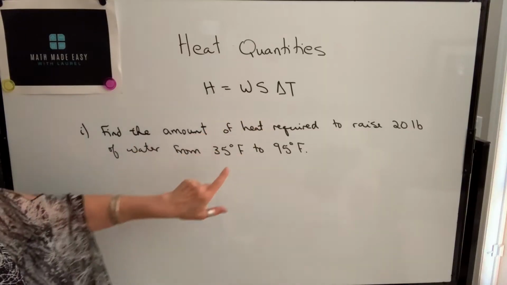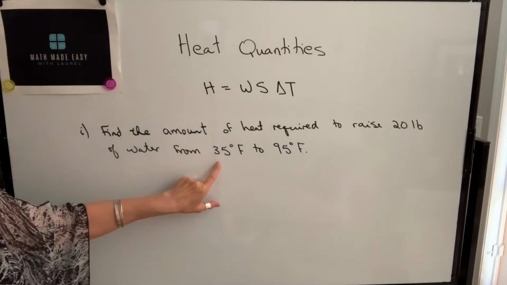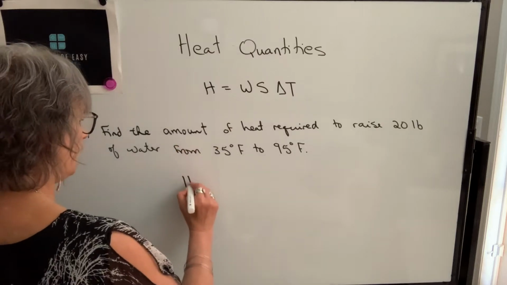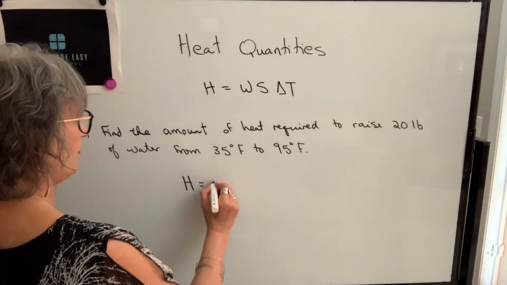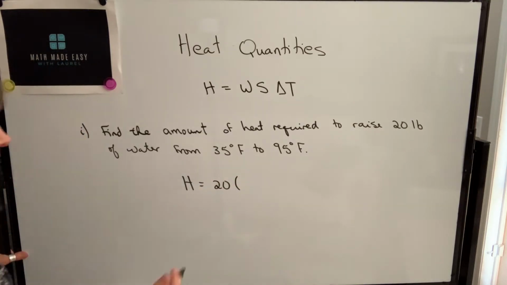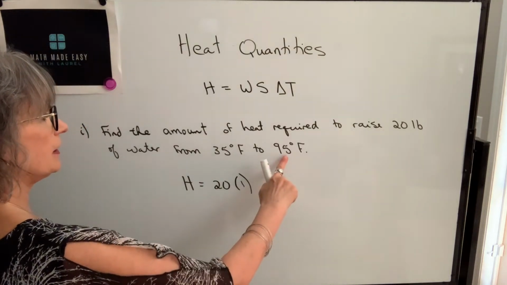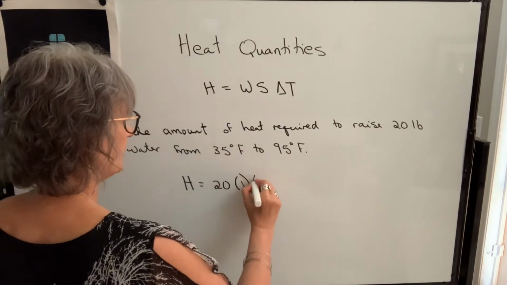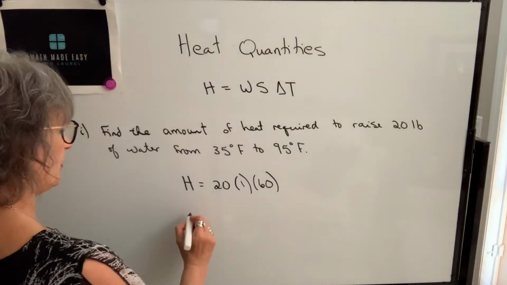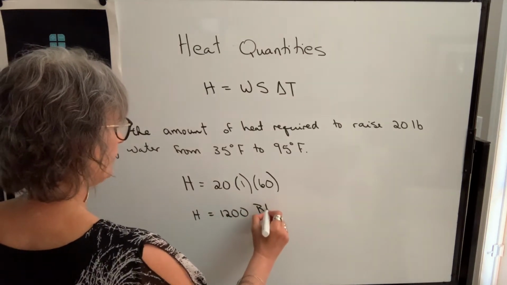Using this formula, let's find the amount of heat required to raise 20 pounds of water from 35 degrees Fahrenheit to 95 degrees Fahrenheit. So that amount of heat, H, will be equal to the weight, which is 20 pounds, times the specific heat of water, which is 1, times the temperature difference. So we subtract 95 minus 35, that's an increase of 60 degrees, or a temperature difference of 60 degrees. And now we simply multiply these and we'll get 1200 BTUs.